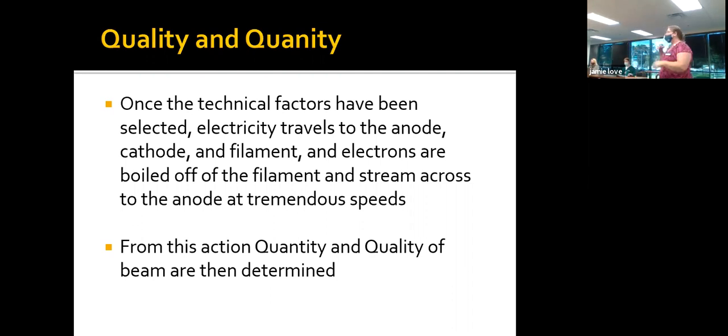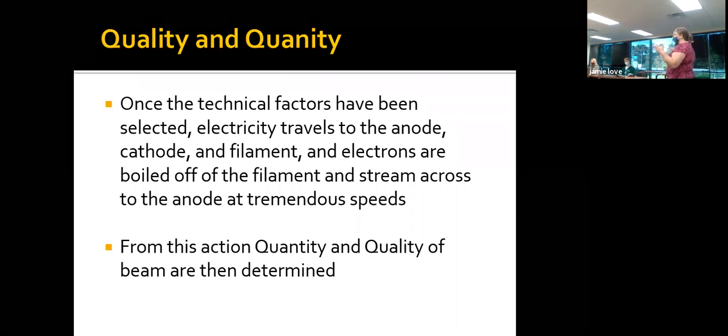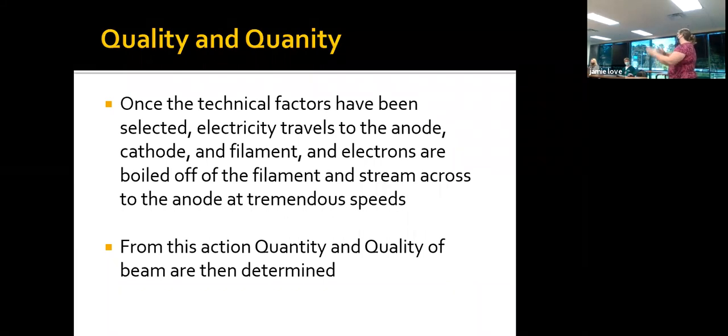So the peak energy, kVp, that's our peak potential difference we're applying for the electrons to slam across.